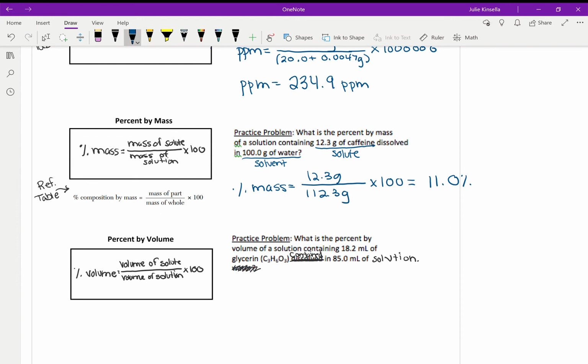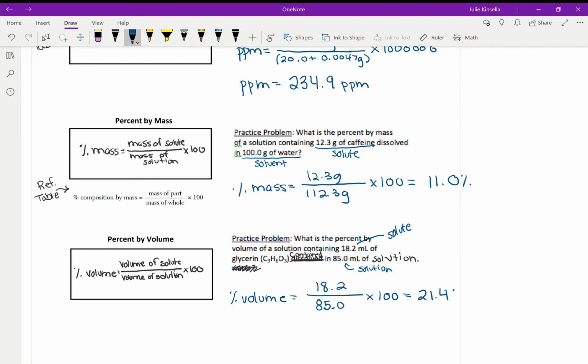This says, what is the percent by volume of a solution that contains 18.2 milliliters of glycerin? That's our solute. I changed this to be 18.2 milliliters of glycerin contained in 85.0 milliliters of solution. In this case, that is the solution. So when we set up the percent by volume, I'm going to have my solute over that 85, which is the solution. We're not going to add anything together. I'm just going to use 85.0 times 100, and when you plug that in, you can round it to the tenths.